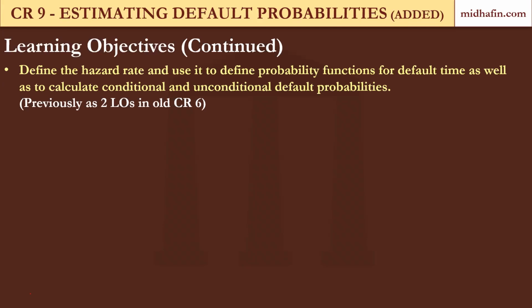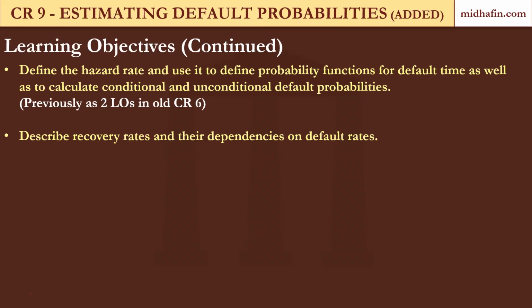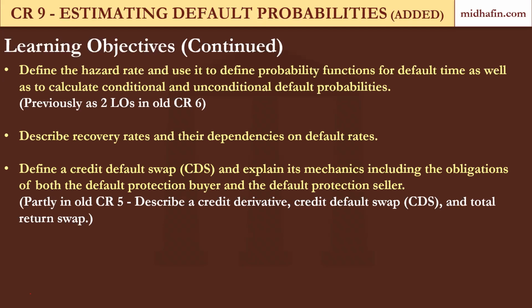So they have actually combined these two learning objectives into one. Hazard rate and default time was there as one learning objective, and conditional and unconditional default probabilities was there as another learning objective. They have combined these two learning objectives into one. Then recovery rates. This is also very similar to the content of old CR6.